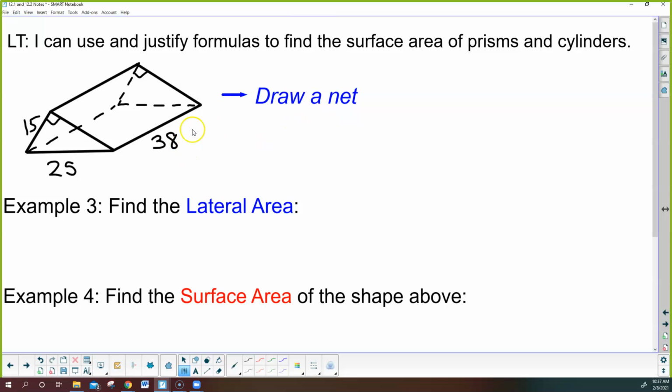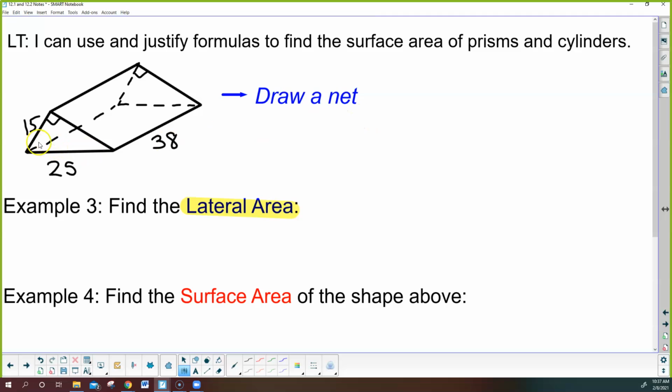We don't have time for this example. There's one example I want to get to. I just want to show you this really quick because if they ask me to find the lateral area, that's the area of everything but the bases. So just really quick, I want to show you a visualization of this one.